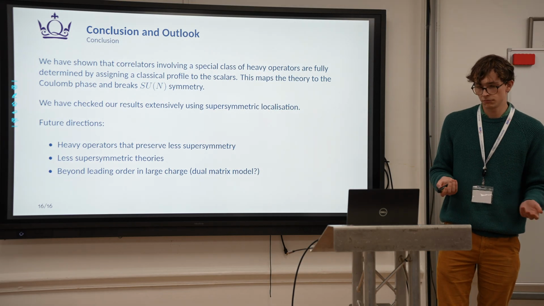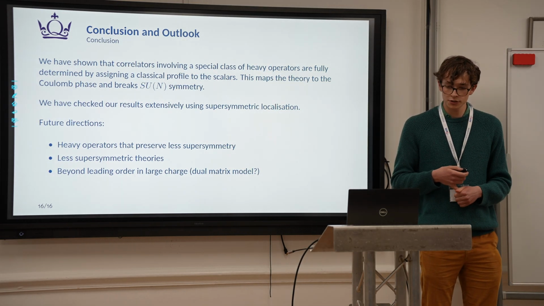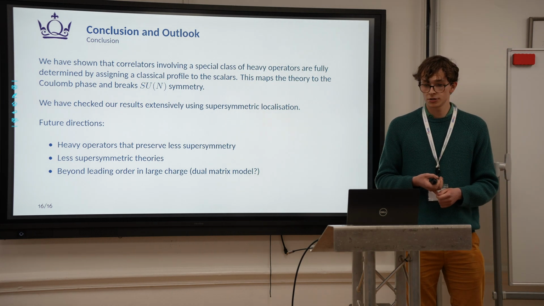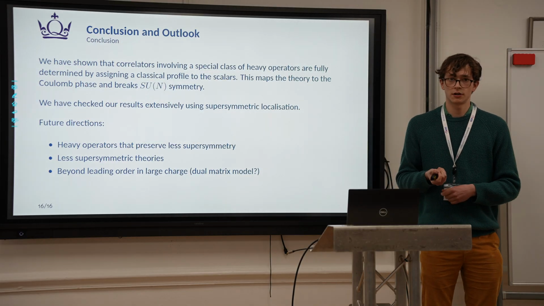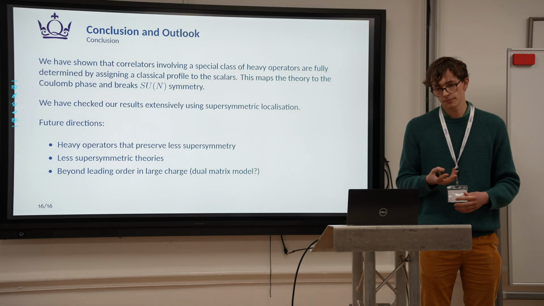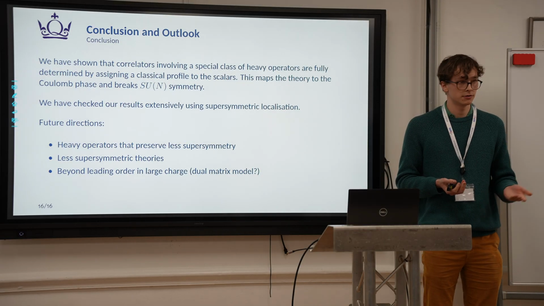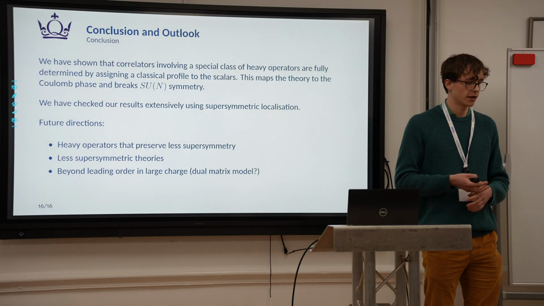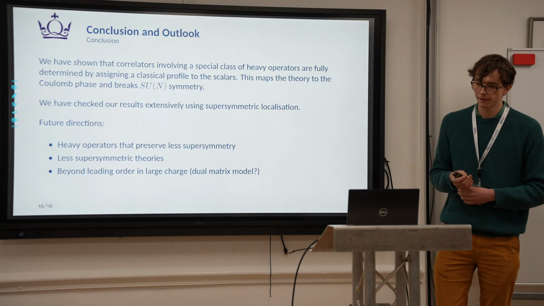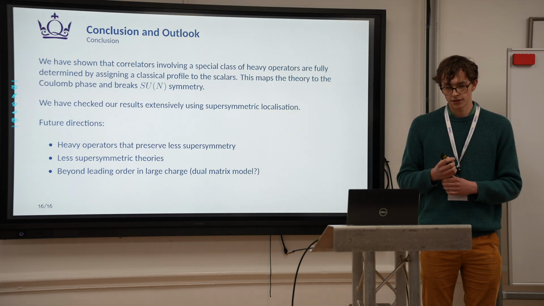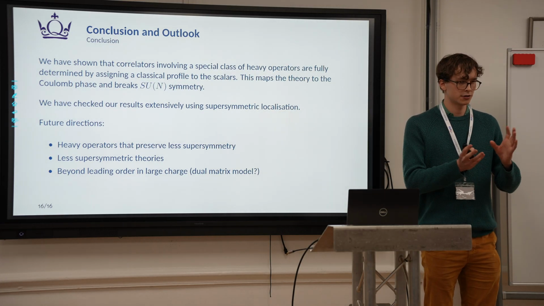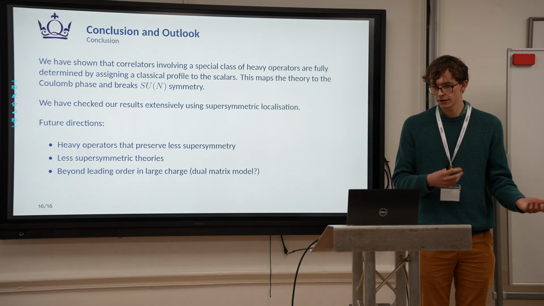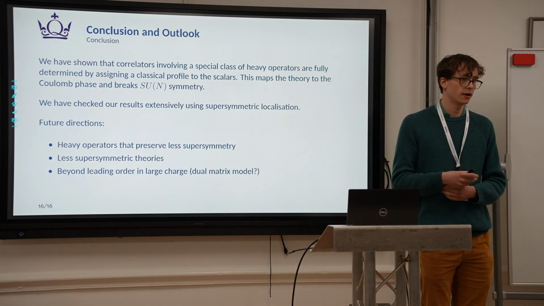Okay, so some potential future directions would be heavy operators that preserve less supersymmetry. What we considered was half BPS, which preserves half the supersymmetries, but maybe some quarter BPS operators would be good. I think they're useful for black hole stuff, but I don't know too much about that. We currently don't know how to construct these canonical operators for quarter BPS operators, but there might be some kind of analogous way.